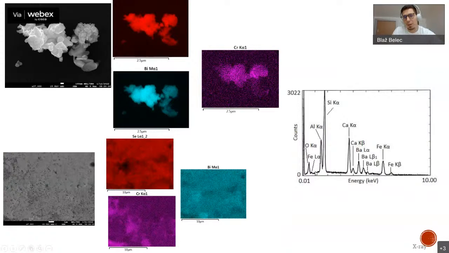The result of the analysis is not just nice images of mapping, but also such a spectrogram where each element has its own energy, so by this energy we can really qualitatively detect which element we have.